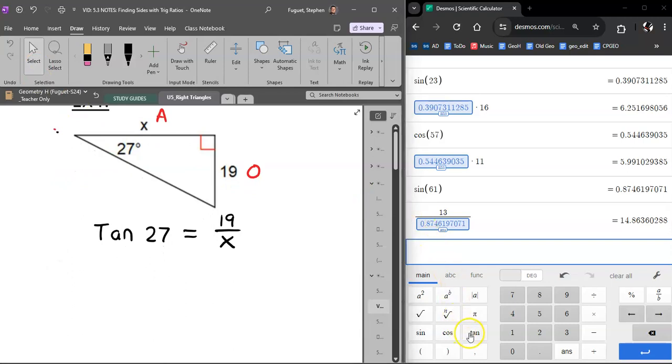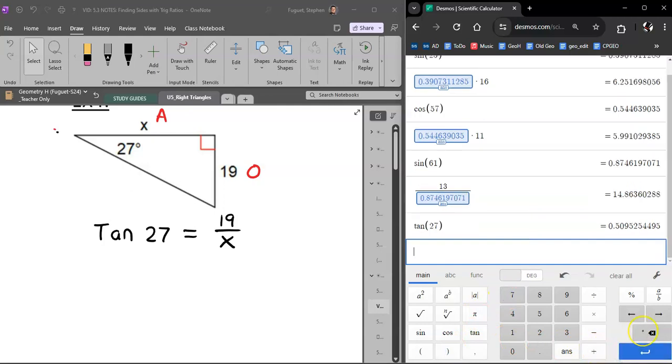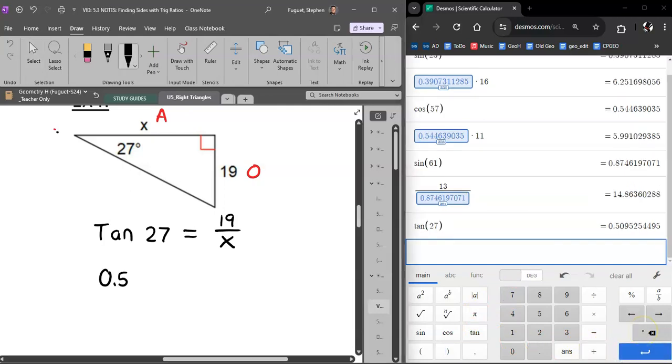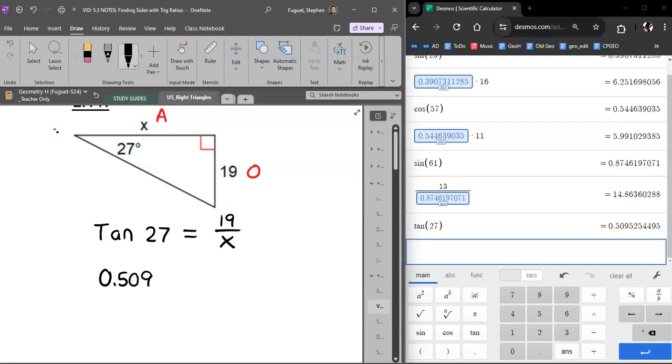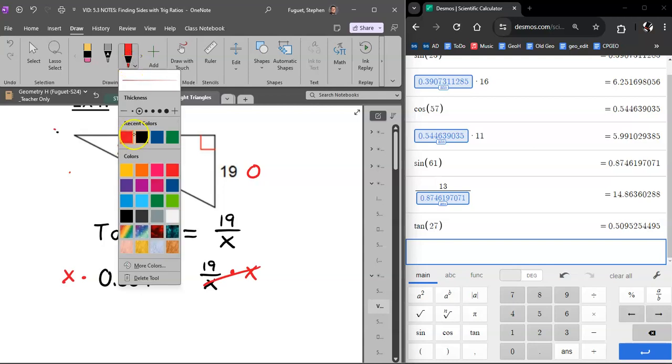So just like all the other ones, let's go ahead and find that tangent ratio first. So tangent of 27, we'll press enter. Looks like I get an answer of 0.509. It really is 0.51, but as I said, we're going to be using that stored value anyways. Because the variable is on the bottom, you always, always, always multiply by the denominator in order to get rid of our fraction. So on the right-hand side, those cancel.